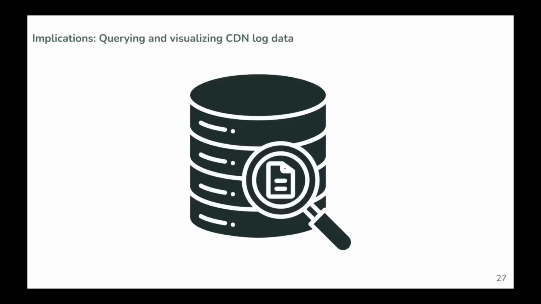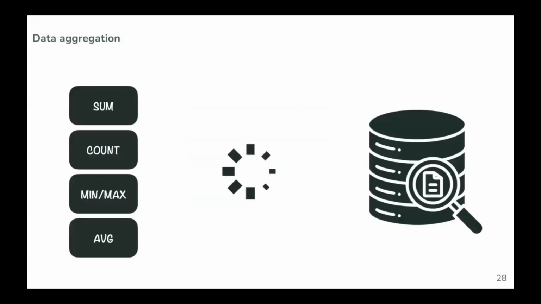An equally important challenge is how to efficiently query and visualize CDN log data. Monitoring the CDN requires running analytic queries, like data aggregates, where we perform mathematical operations such as sum, count, min-max, and average over a large portion of the dataset. This can be slow and expensive to run, especially with such large datasets, and we need to do all this in real time. This poses a significant challenge.